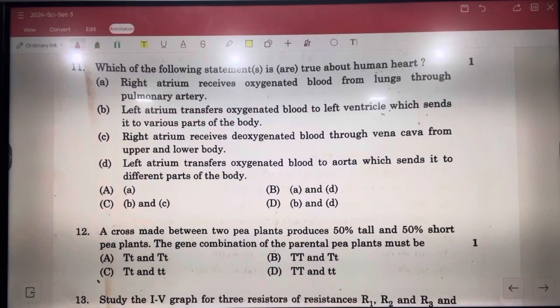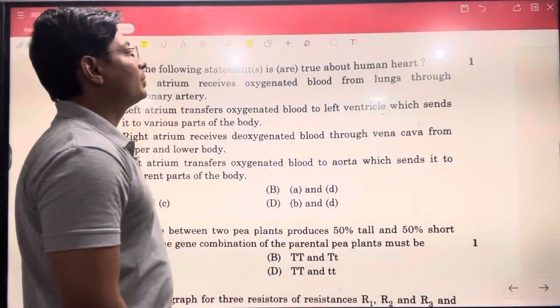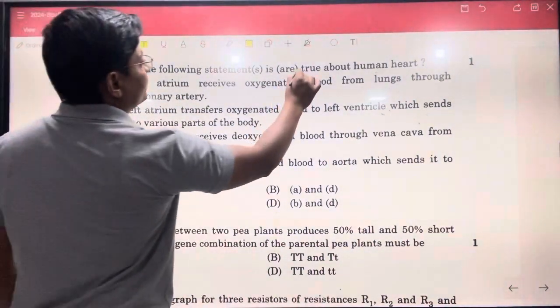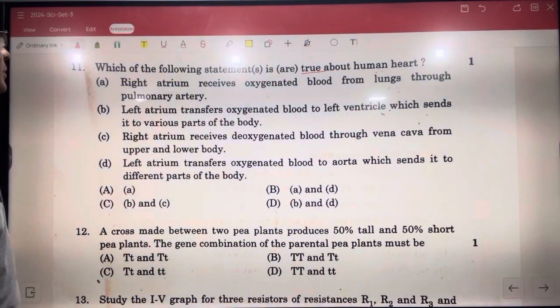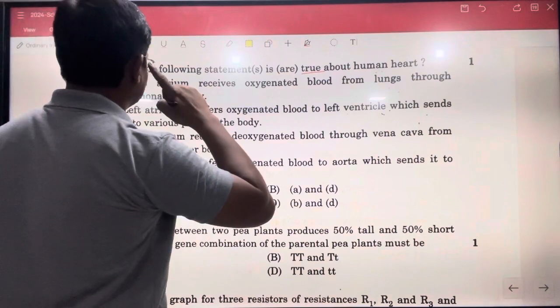Then 11th question, which of the following statements is/are true about the human heart? So true statements you have to identify. Right atrium receives oxygenated blood from lungs through the pulmonary artery, which is not correct.